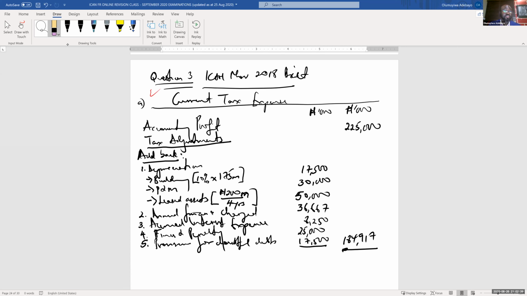Now, what are the things to be deducted? First, remember we talked about non-taxable income, which is the interest income. It's not taxable because it has not yet been collected in cash. It's only accrued. And we are told that the interest income will only be taxed on a cash basis. Since it's receivable, it has not been received. How much is that? That's 2,500.